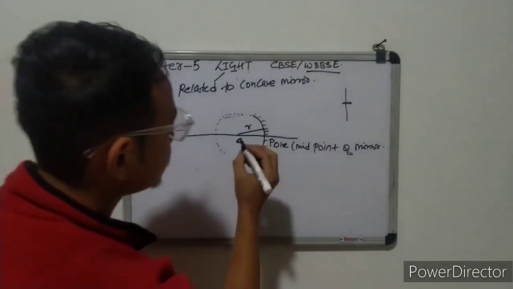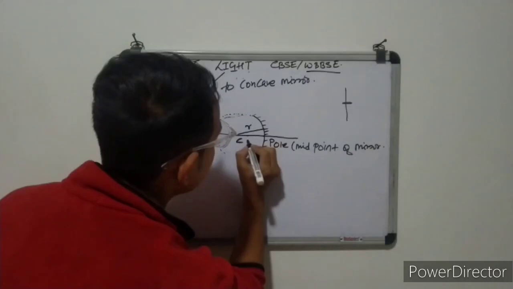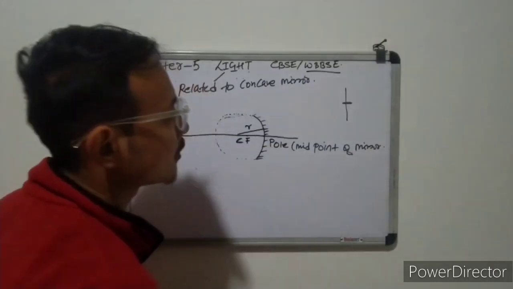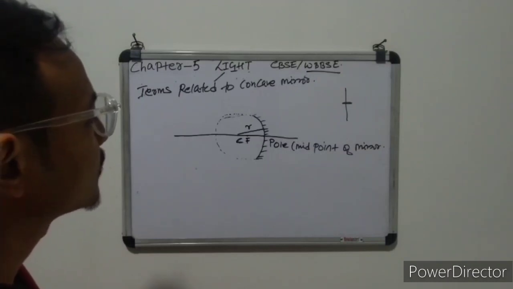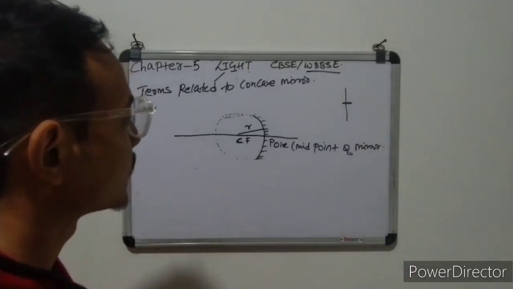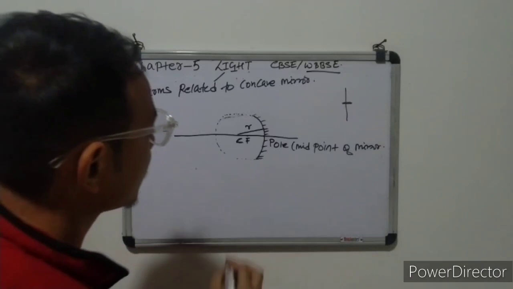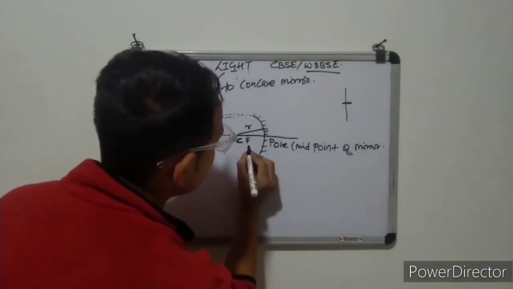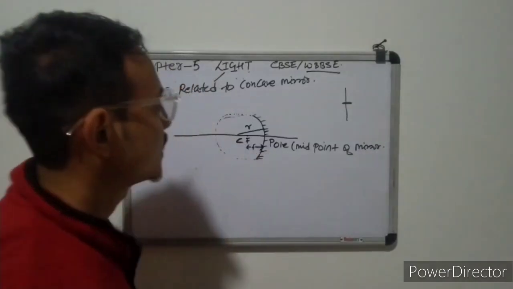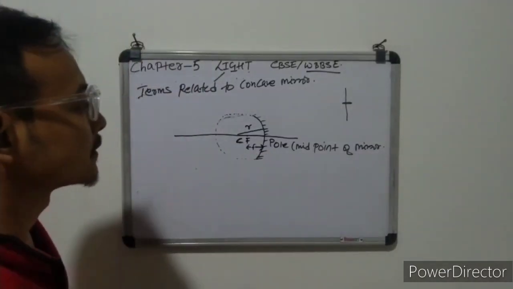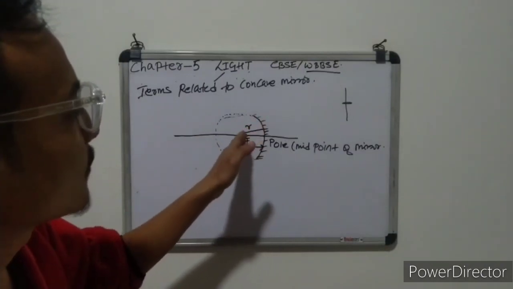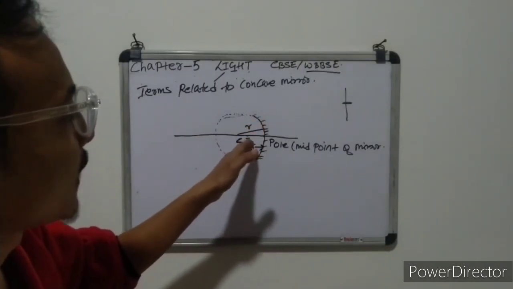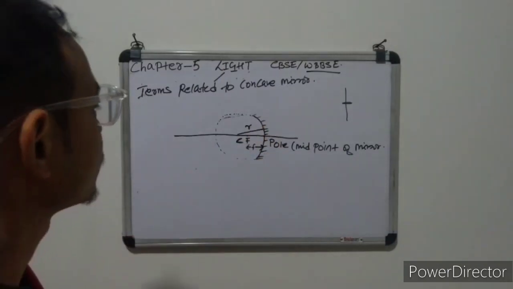Another point: principal focus, or focal point. This is a point at a distance from the pole of the given mirror. One more term is F, the focal length. What is the focal length? The focal length is the distance between the focus of the given mirror and the pole.